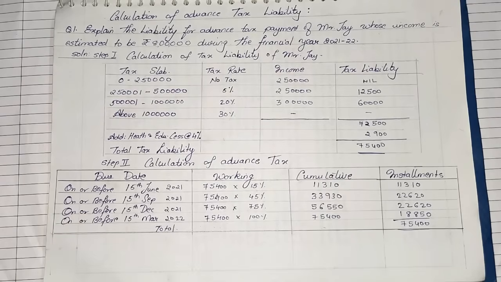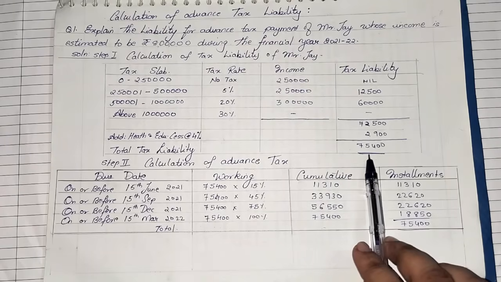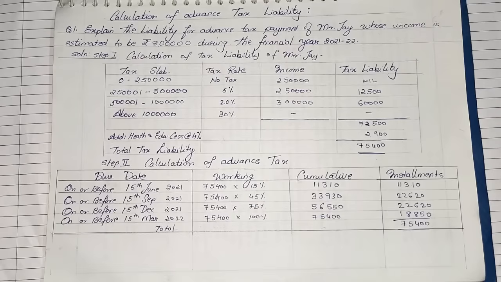So now we'll have to give a small conclusion. Okay, so we'll say that since Mr. J's income is 8 lakhs and the tax on that comes to 75,400, which is more than rupees 10,000, that's the threshold limit. Therefore Mr. J is liable to pay advance tax.